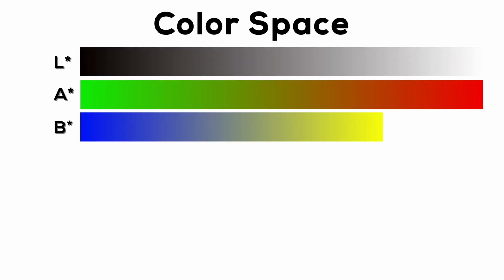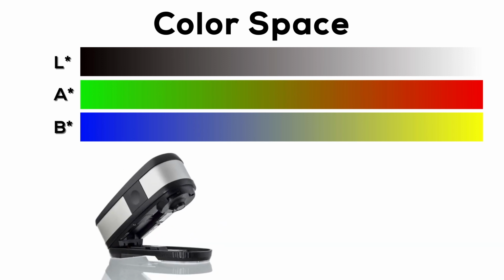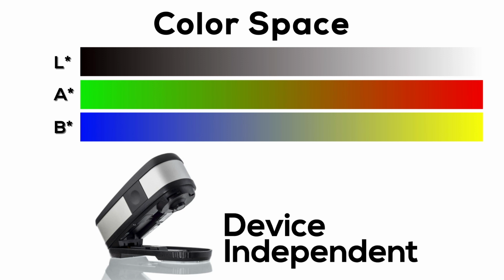LAB color space is a 3-axis color system with dimension L for lightness and A and B for the color dimensions. The LAB color space is the most exact means of representing color and is device independent.